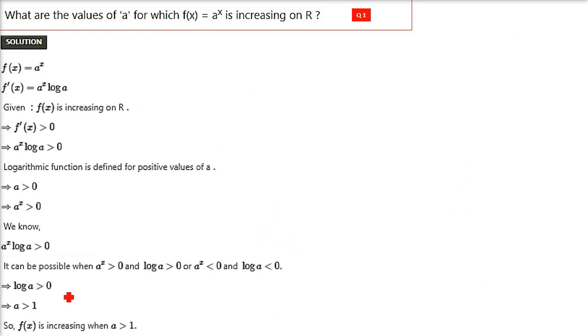Now how we are going to do this? This is very important because this is all you have to write. The only thing you have to understand is you have to prove that f dash x is greater than 0. We have two terms, a raised x and log a. It is greater than 0 only when a is greater than 1, because we know the graph of log a. We know the value of a raised x differentiation. We know that a should be greater than 1 for increasing, and a should be between 0 and 1 when it is decreasing. We are going to take those questions in a short while.